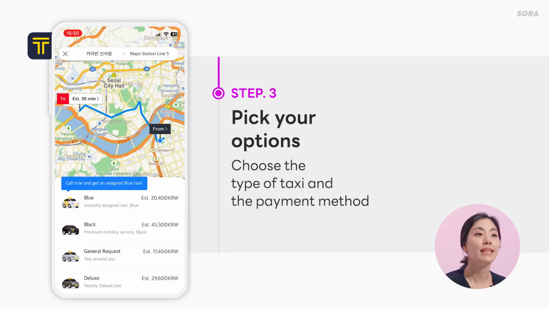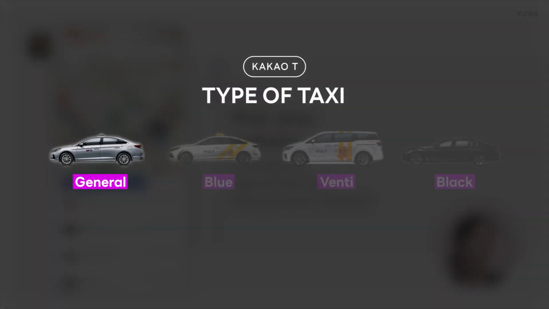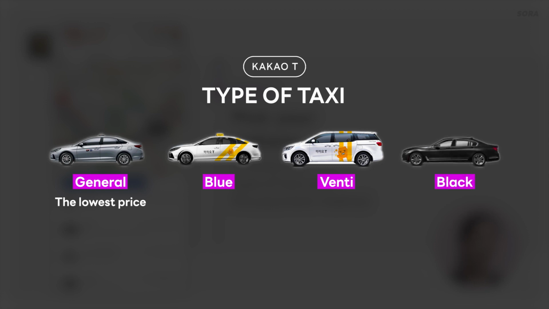Taxi setting. Then there are various types of taxi. As for the price, general request is the cheapest, followed by blue, and black is the most expensive. Usually Koreans ride general request, but when in a hurry, they sometimes ride blue because blue comes a little bit faster than general request. And if there are 4 or 5 passengers, I recommend taking venti. If you want to be treated as a prince or princess for the day, you can ride black.